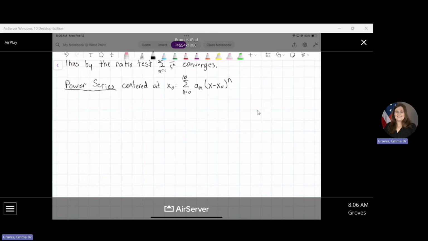So the difference here is we are now throwing x values into our sums. a sub n is just going to be whatever we are utilizing to make the coefficients in front of our x's. And then we have (x minus x naught) to the n. One of the reasons we start these at n equals 0 is so your first term is your constant term, and then your second term is your linear term, and so on.